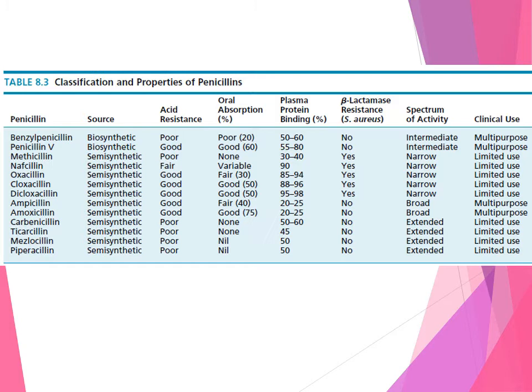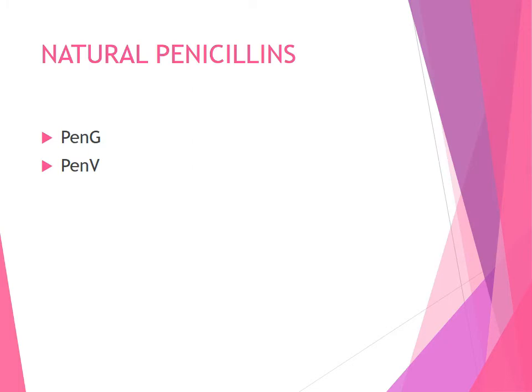So we have natural penicillin, anti-pseudomonas. Natural penicillins are benzylpenicillin and penicillin V. The rest are semi-synthetic. For the natural penicillins, we have PEN-G and PEN-V.